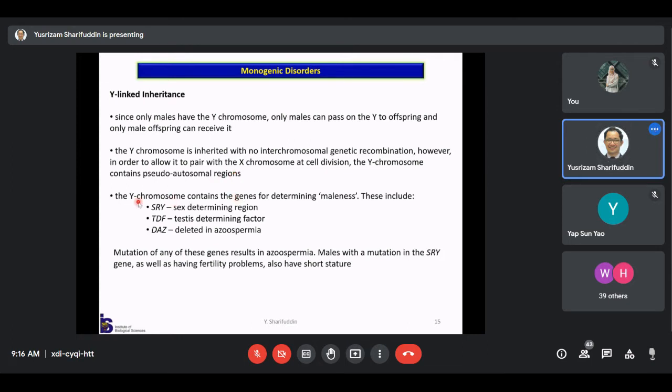Okay. Now, the Y chromosome contains genes for determining maleness. This is something that we discussed before. So SRY, TTF, and DAZ. Correct? Is this correct?